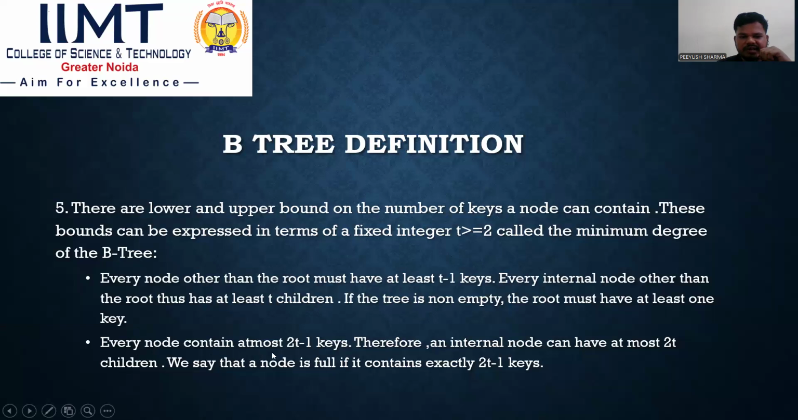Every node contains at most 2t minus 1 keys. At most means maximum keys. Here, t minus 1 is the minimum keys, and 2t minus 1 is the maximum keys. Therefore, an internal node can have at most 2t children, and we say that a node is full if it contains exactly 2t minus 1 keys. Here, 2t is children, right? T is the degree and 2t is the maximum children, but 2t minus 1 is the keys in a node. In further slides we'll explore that.